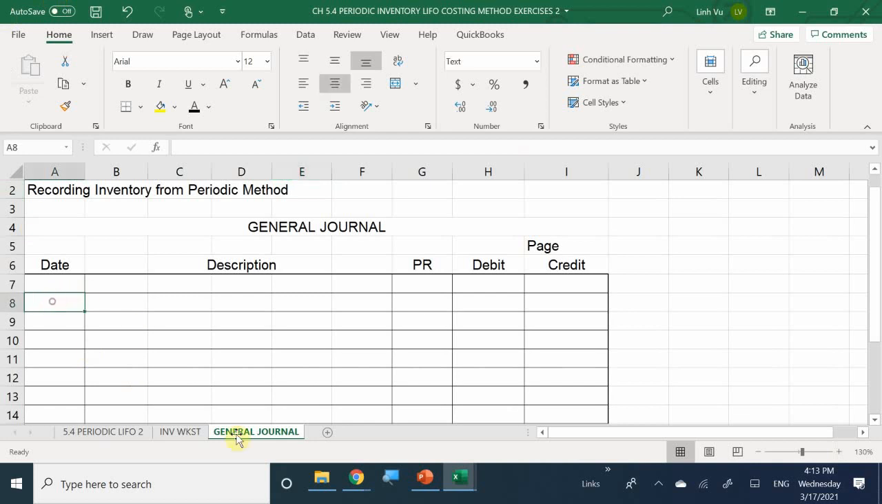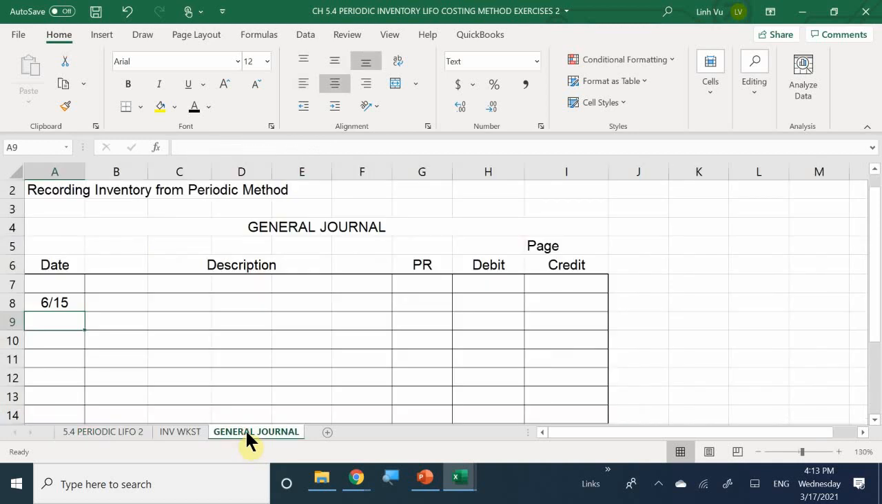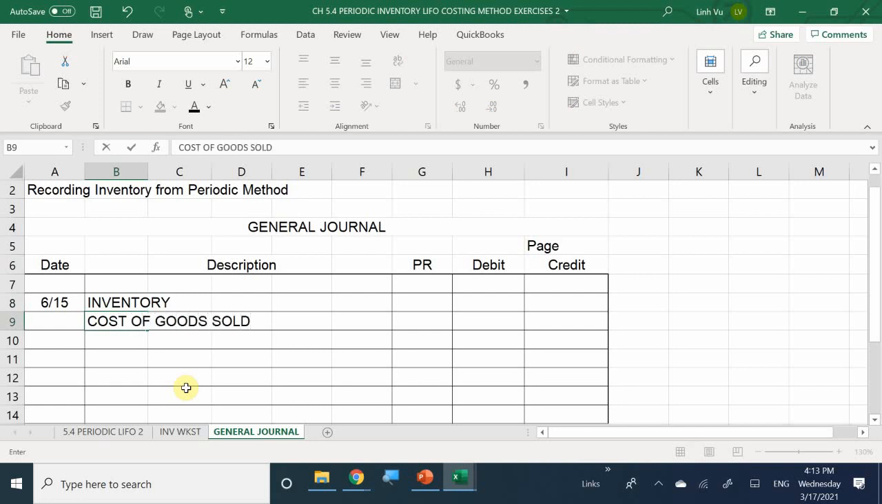Okay, so this is the end of June. June 15, right? That's what the scenario says. You should have 500 units left on hand. So my journal here is, what am I going to enter in here? Inventory. Correct, inventory. What else am I going to recognize? Cost of goods. Okay, purchase expense, freight.